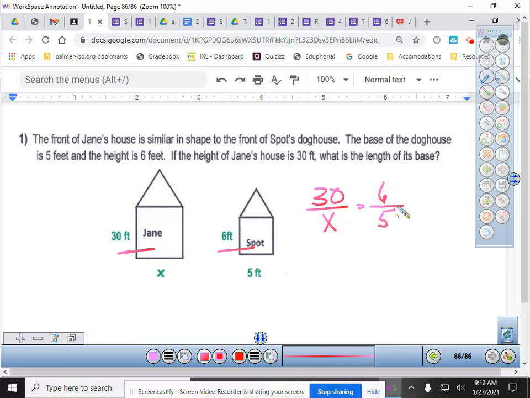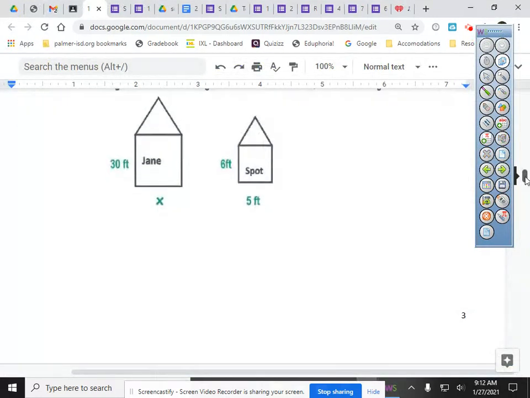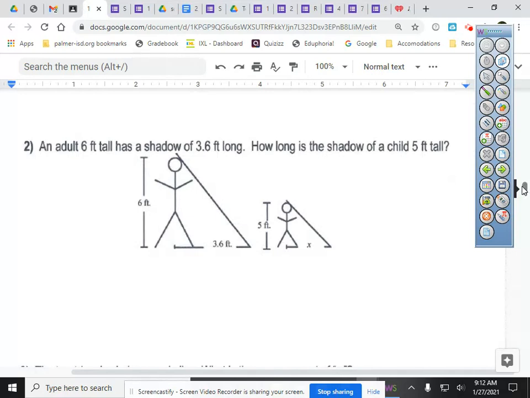Perfect. Can you cheat here? Yes, you're going backwards, multiplying by 5. What's X? 25. Perfect. This is not too hard, I don't think. Let's look at number 2.